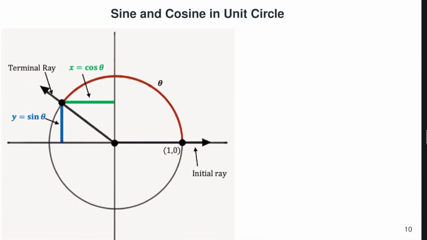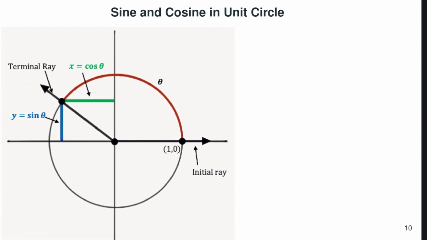So let's talk about sine and cosine on a unit circle. A unit circle is a special circle whose radius is just 1. That's all that is. The radius is 1, and also the origin is at 0, 0.